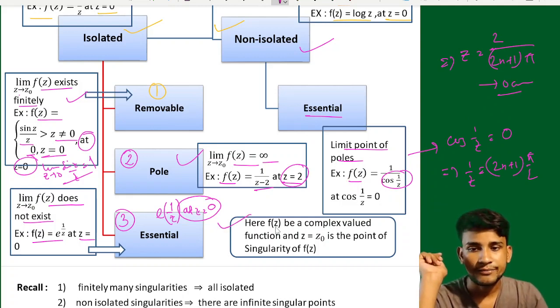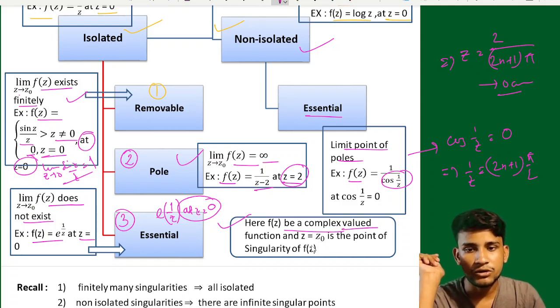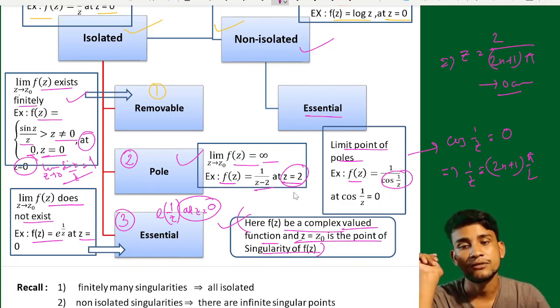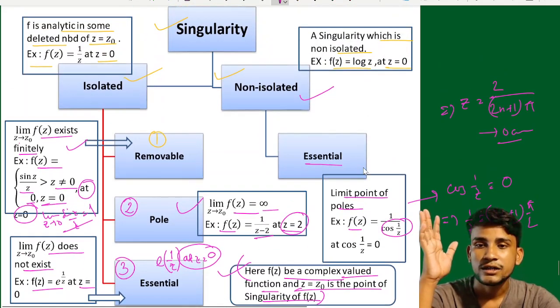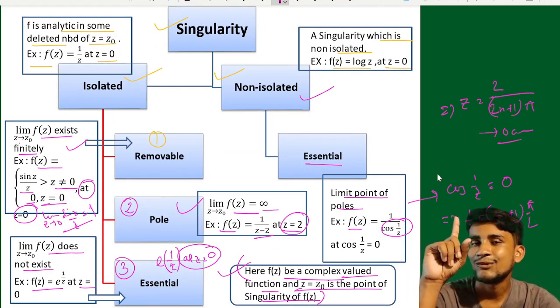Here f is a complex valued function and z equal to z0 is the point of singularity of f(z). This is the important concept for singularity, the total singularity in just one table.